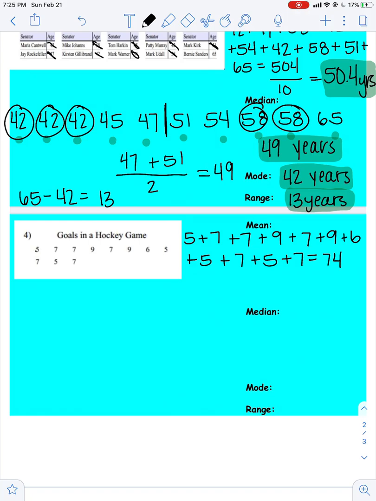And then we're going to divide that by the number of games, which is 1, 2, 3, 4, 5, 6, 7, 8, 9, 10, 11. And that is going to be 6.73 points. So there I rounded to 2 decimal places.